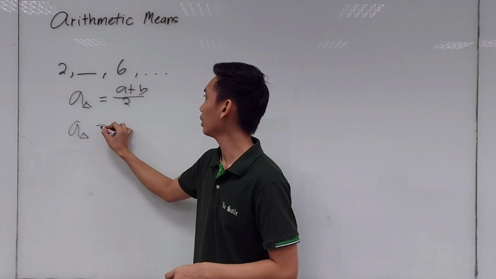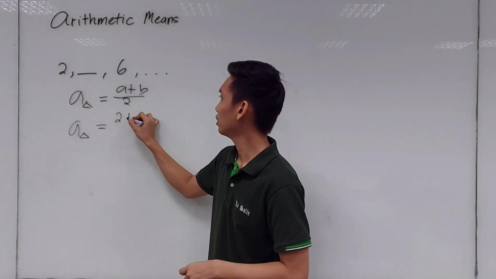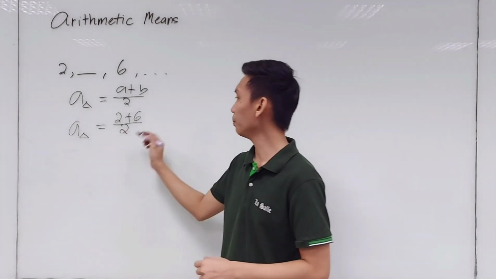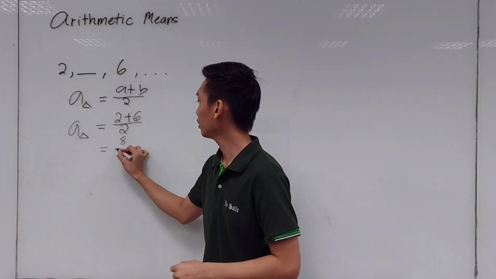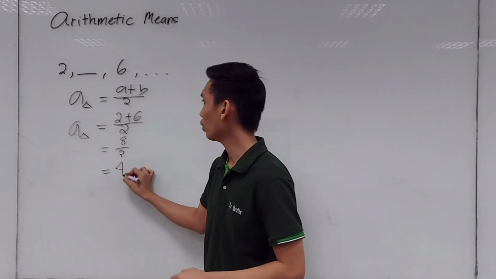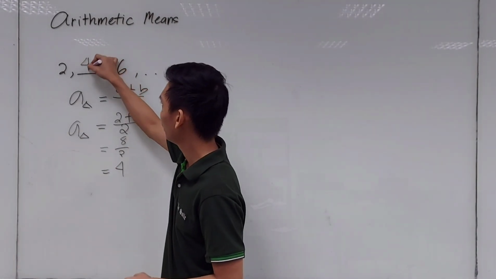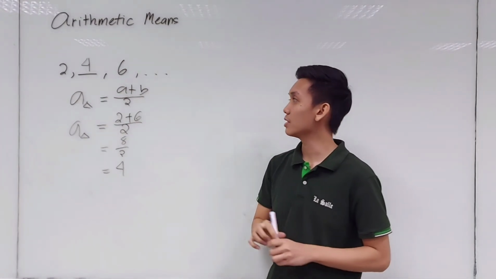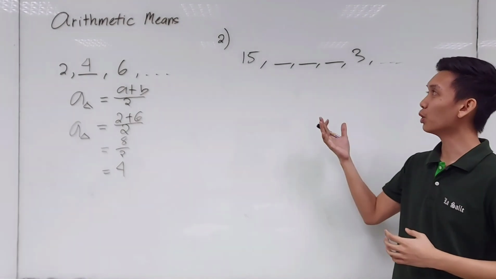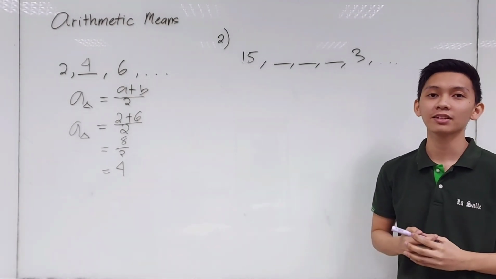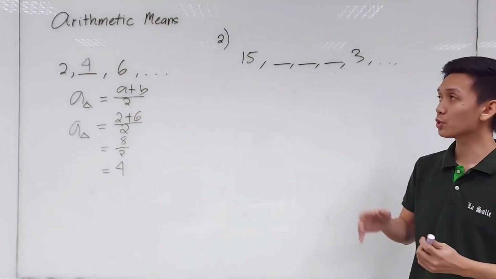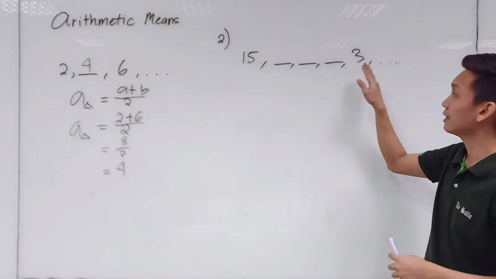Now we substitute the given to the formula. Arithmetic mean equals 2 plus 6 all over 2. Now 2 plus 6 is 8 over 2. Now we have the arithmetic mean, which is 4. Now our arithmetic sequence is 2, 4, 6, and so on. In this example, we have 3 arithmetic means, meaning there are 3 missing terms between 2 terms. And those 2 terms are 15 and 3.